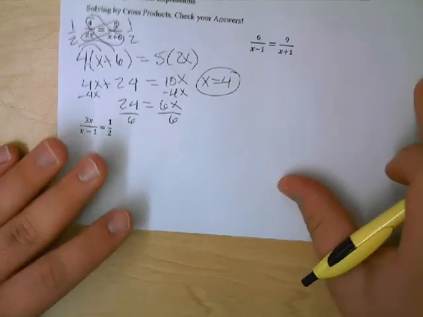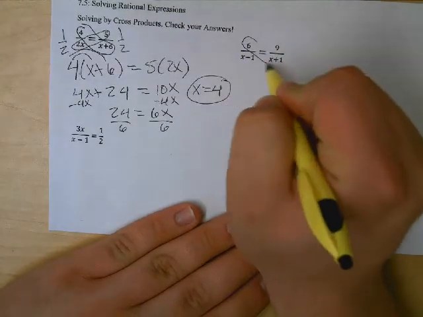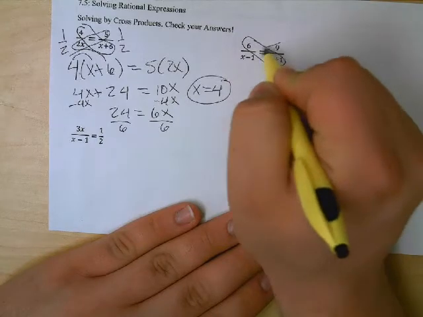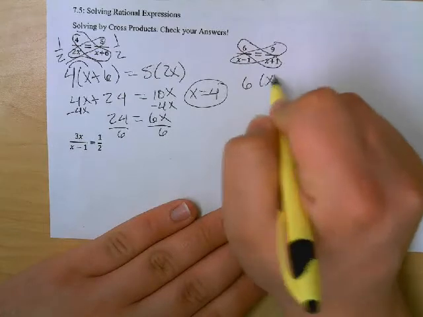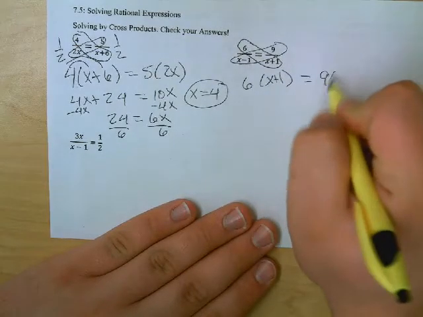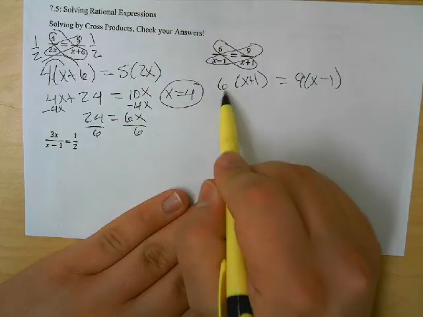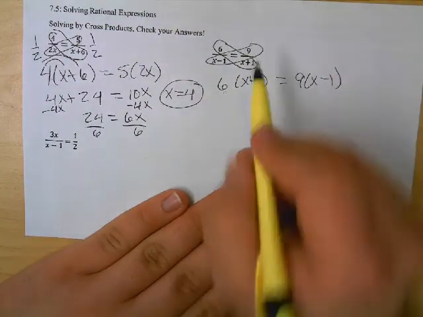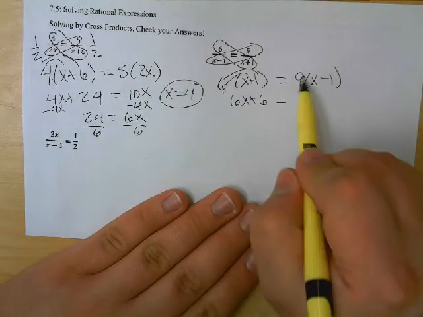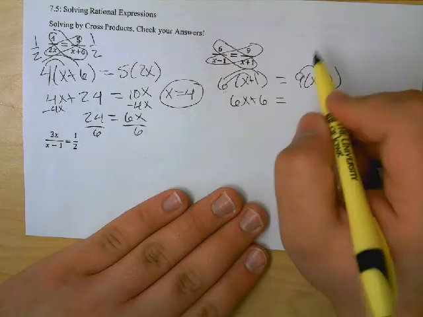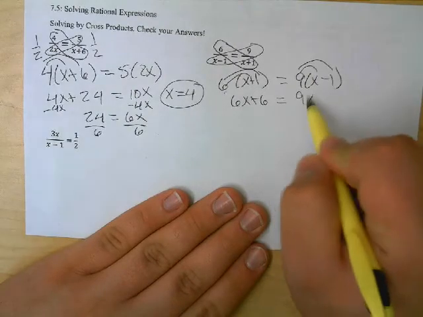Okay, so the second one, it's the same thing. Just cross multiply the diagonals, that's all we do. So that's just going to be 6 times x plus 1 equals 9 times x minus 1. What can I do with the 6? Distribute. So that's 6x plus 6 equals, now what can I do with the 9? Distribute. So that's just 9x minus 9.